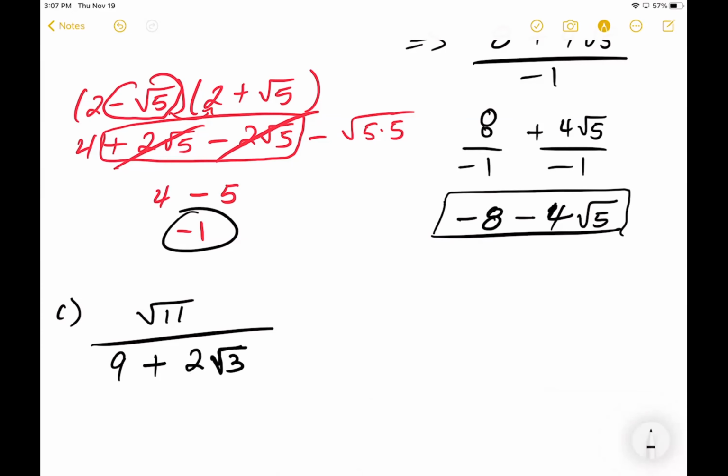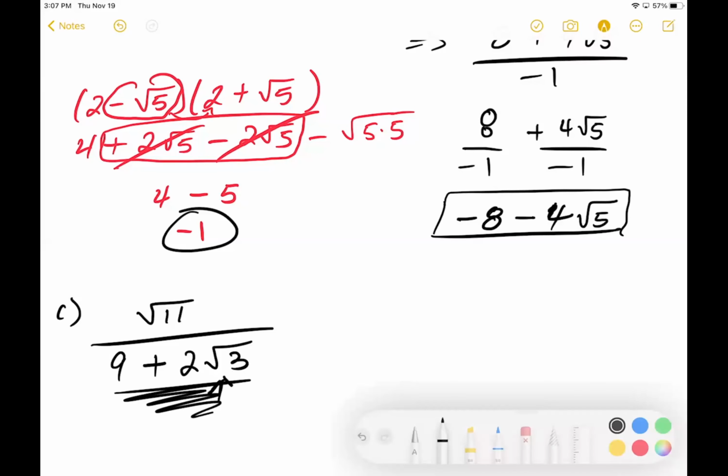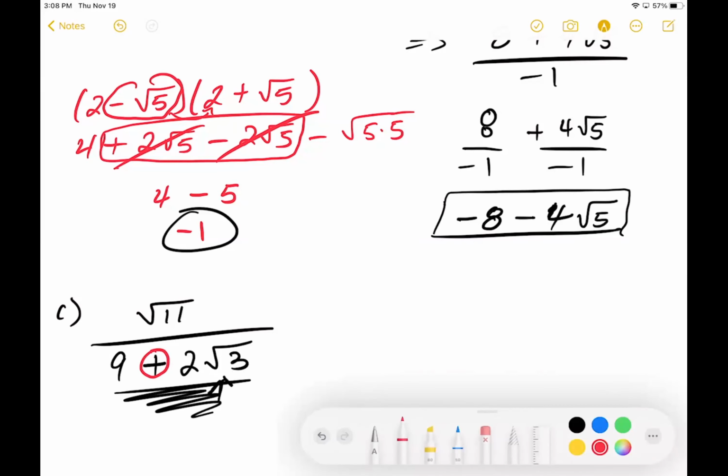So I know you say, ooh, this looks a little bit challenging, but it's not really challenging. Our goal is to get rid of the radical in the denominator. And as long as the denominator has addition or subtraction, we need to multiply by the conjugate. So let me change the colors to make it a little bit new. What is the conjugate here?